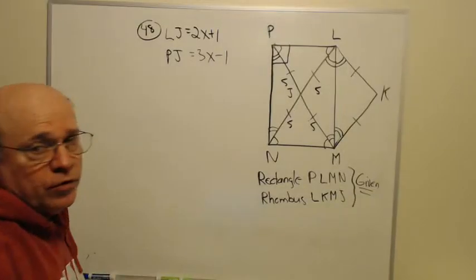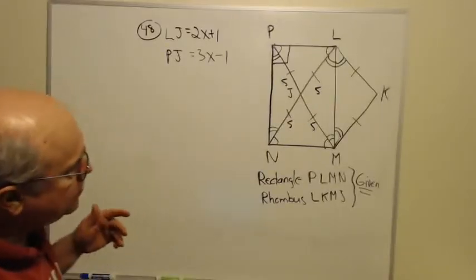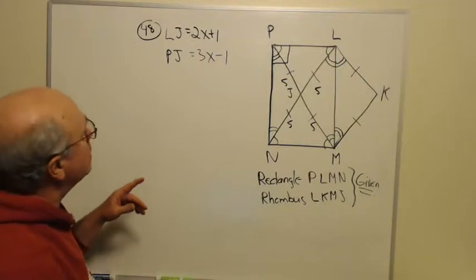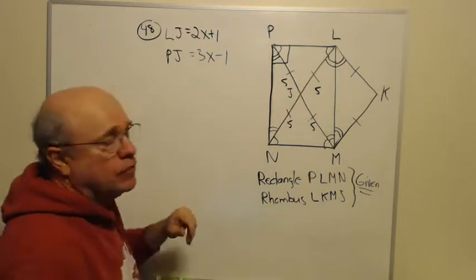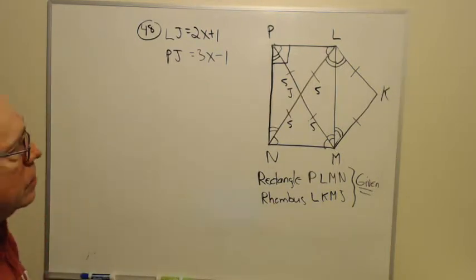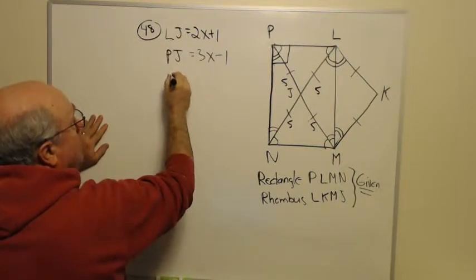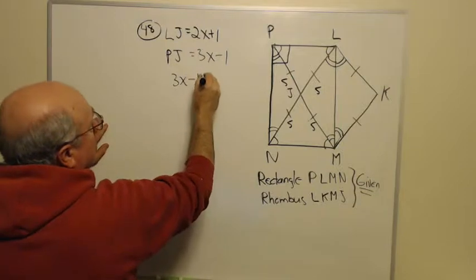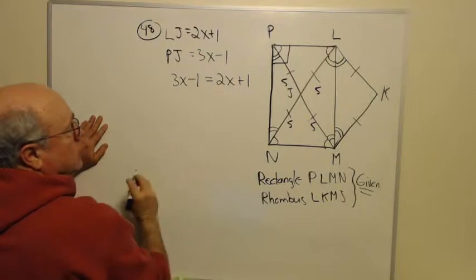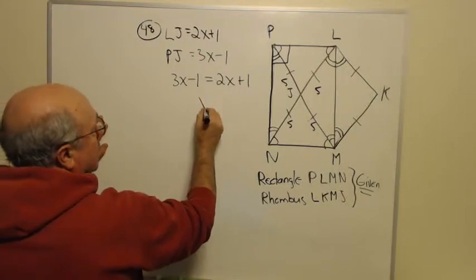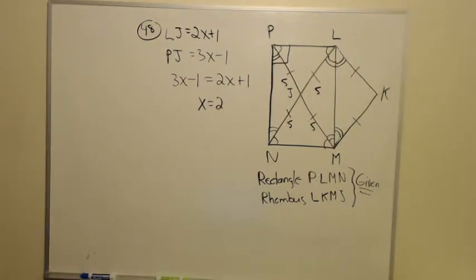So you actually have more than one way to solve this problem. The author gave you more information than needed. I think they probably wanted you to notice that segment PJ and segment LJ have congruent marks on them, that you've already marked them congruent, or that they're both 5, if you will. And to say then that if they're congruent, they're equal, then 3x minus 1 equals 2x plus 1. Subtracting 2x from both sides and adding 1 to both sides, we get then that x is equal to 2.